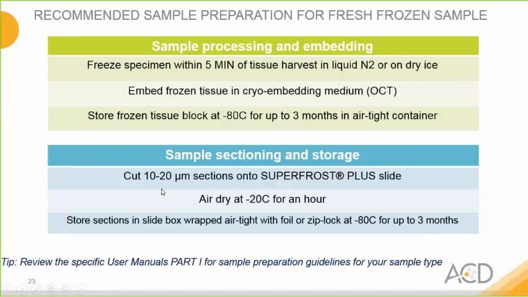When you're ready to section, the recommended section size is 10 to 20 microns. Again, we recommend the SuperFrost Plus slide. There's a step here that's actually very critical, which is to air dry your slide inside the cryostat at -20 for an hour before you store the sections in the slide box at -80. And that can go for up to 3 months again.